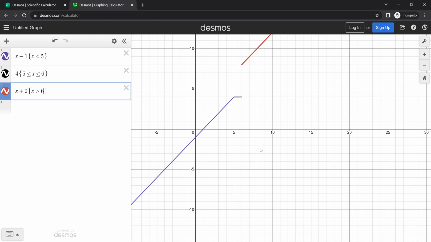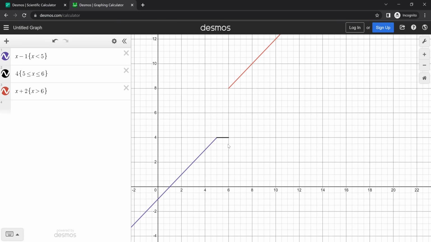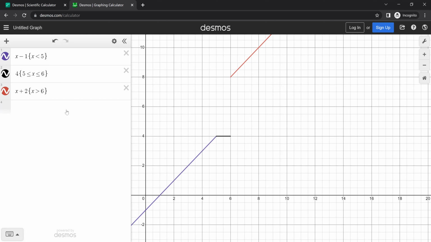All right, so we want the limit as x approaches 5. Let me just put a dot there just so we can sort of see what's going on. So we want the limit as x approaches this point right here. This is x equals 5, where my mouse cursor is. So we look from the left.